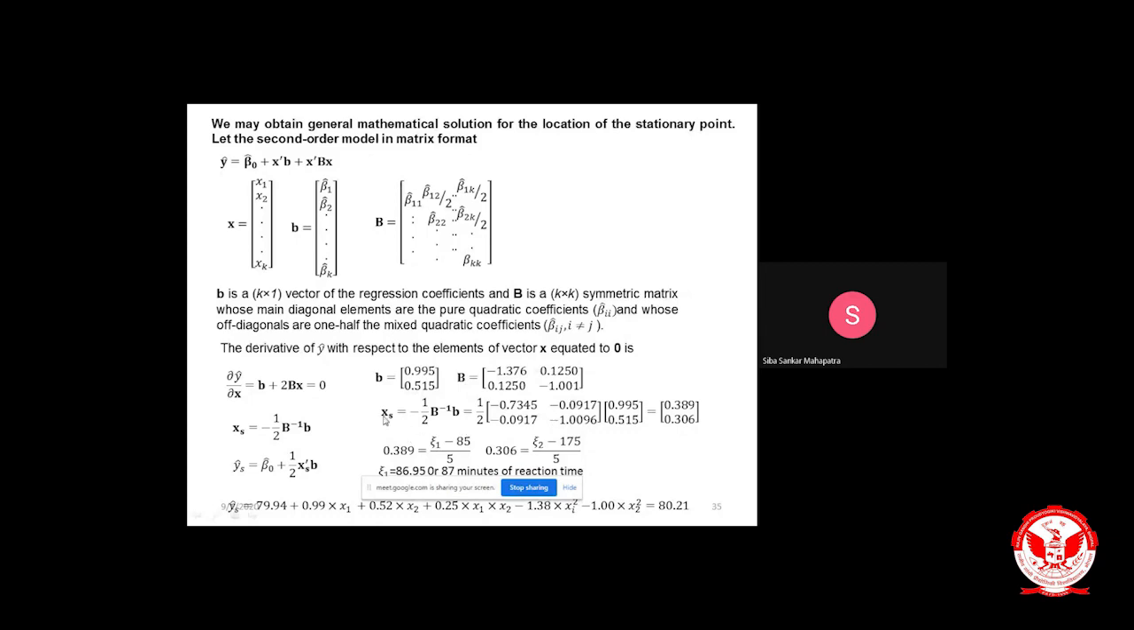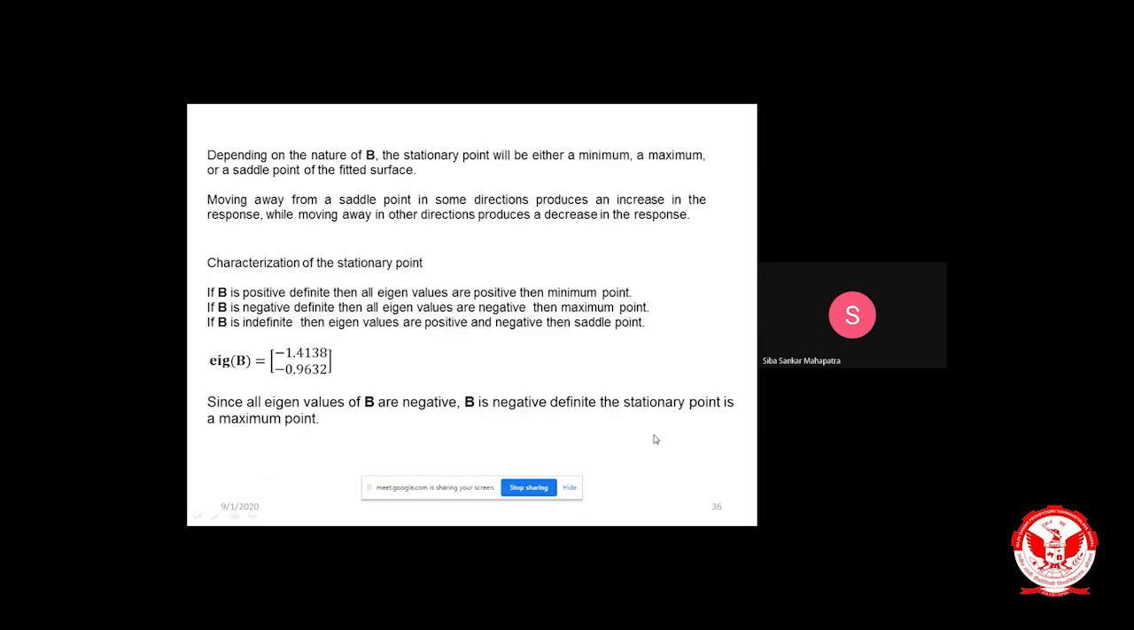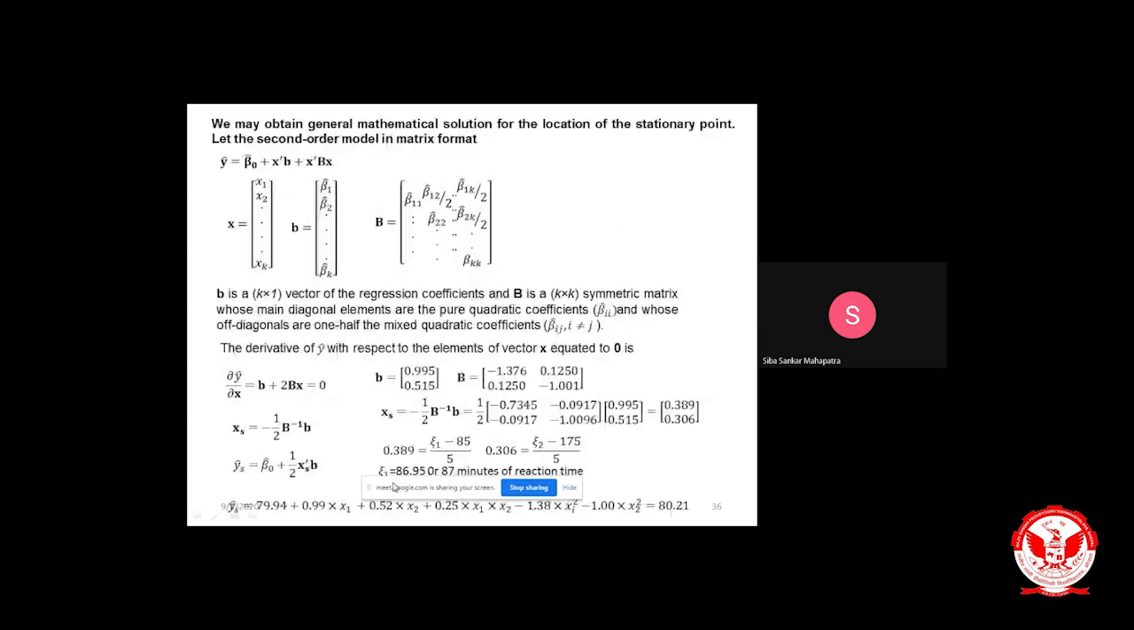Then the stationary point we can find out as minus 1 by 2 B inverse b. So x1 can be 0.389 and x2 will be 0.306. Then we put in the natural variables. So we got zeta 1, the reaction time, of 86.95 or 87 minutes, and similarly you can calculate the zeta 2 value for the temperature.